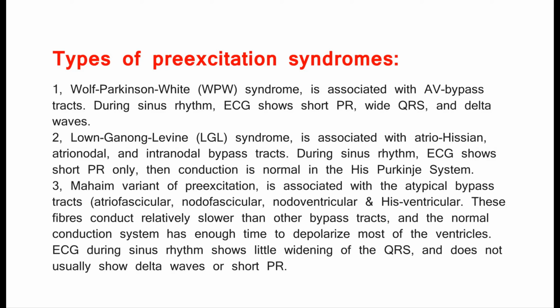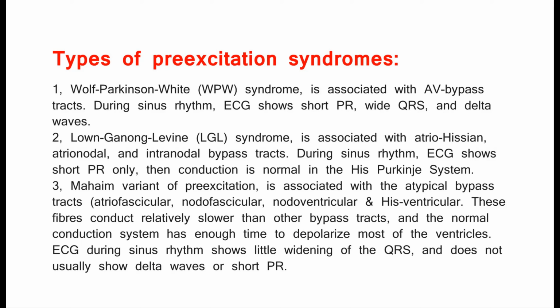2. Lown-Ganong-Levine, LGL, syndrome, is associated with atriohisian, atrionodal, and intranodal bypass tracts. During sinus rhythm, ECG shows short PR only, then conduction is normal in the His Purkinje system. 3. Mahaim variant of preexcitation, is associated with the atypical bypass tracts, atriofascicular, nodofascicular, nodoventricular and His ventricular.